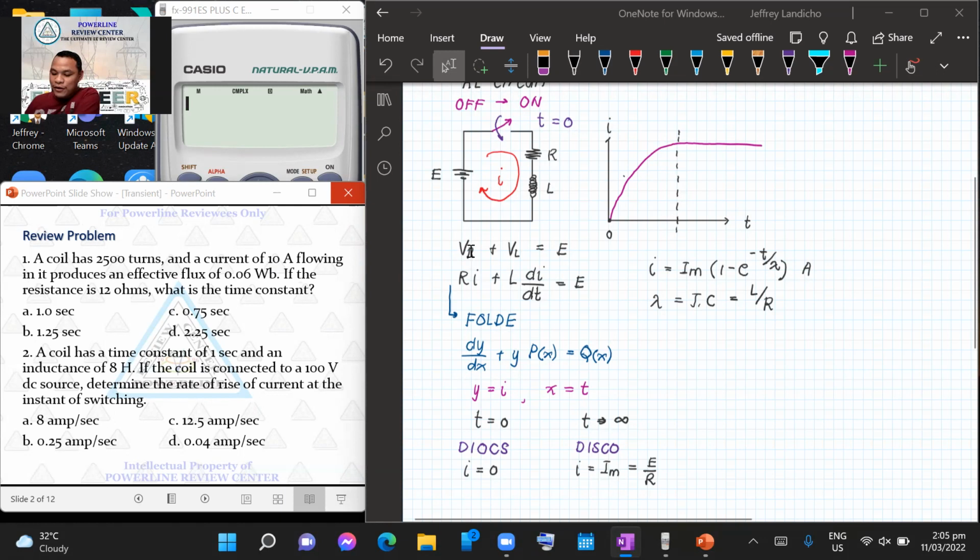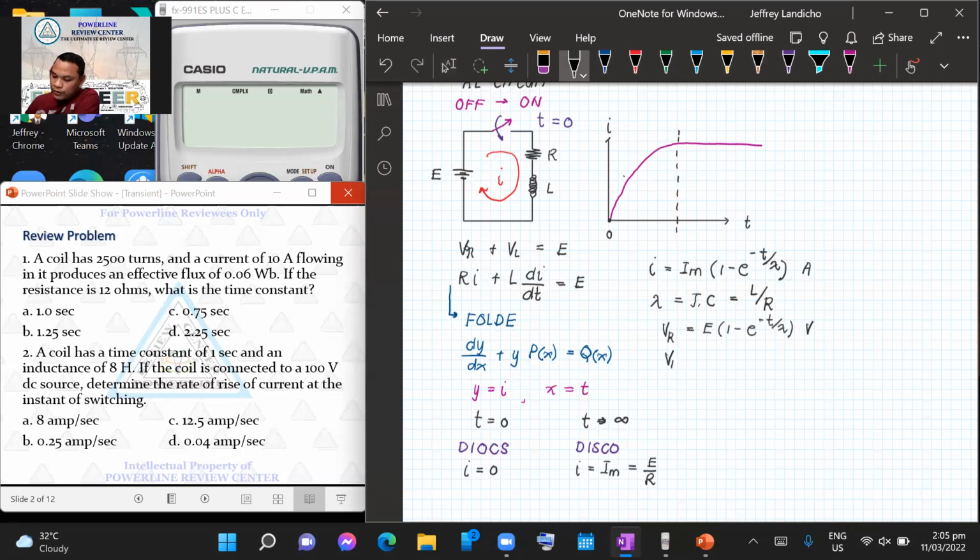Pag sinolve mo ngayon yung V sub R, ano formula ng V sub R? R times I. Ano si I sub M? E over R. Kaya kapag sinubstitute mo dito, lalabas at any given time, the voltage drop across resistance in series with inductance, it is the source voltage E quantity 1 minus e raised to negative t over lambda volts.